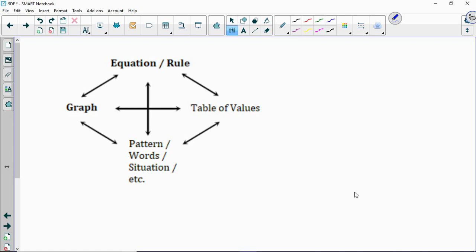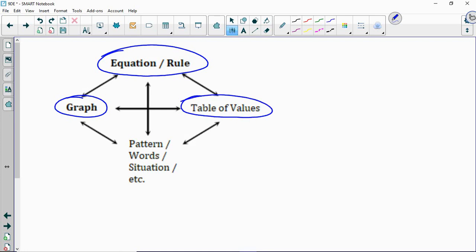But every function can be thought of in 4 different ways. We could describe a function as an equation or a rule. We can describe a function as a graph. We can describe a function as a table of values. Some of you might call that a t-chart. It's just where you have a bunch of x and y coordinates listed out. And then we could describe a function as a pattern, or as a few sentences of information, or as some complicated word problem. That one's kind of vague, but it's important that we be able to connect between all four of these because they all describe the same thing.